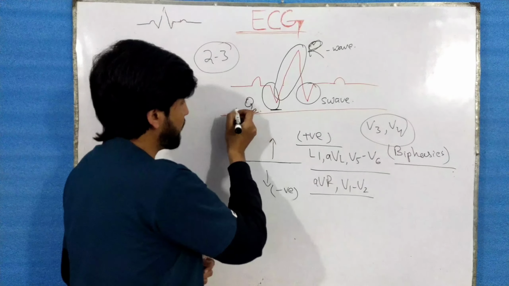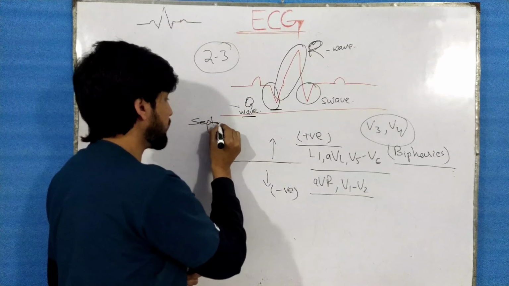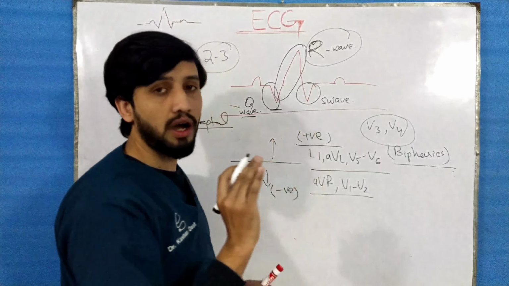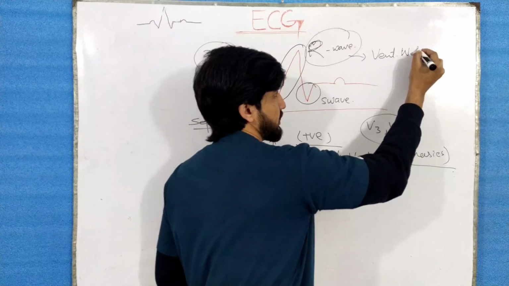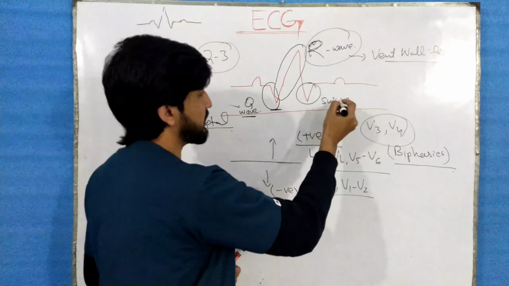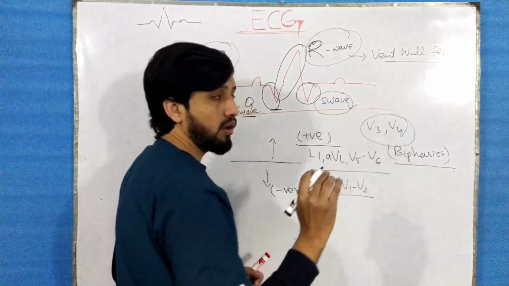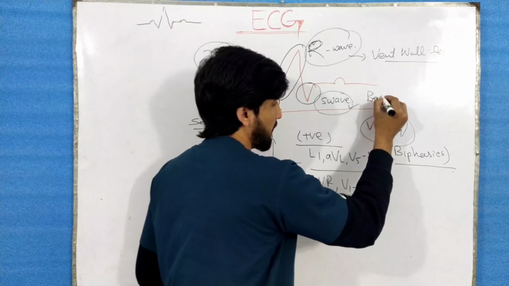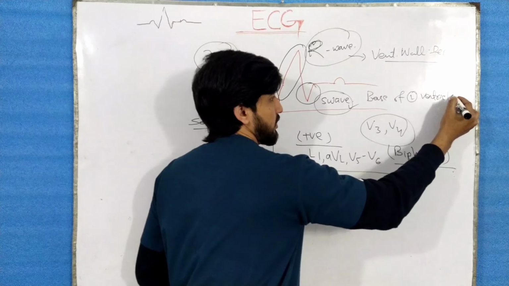Coming toward the wave, which is Q wave, this Q wave is due to the septal depolarization. And then come toward the R wave. This R wave is due to the ventricular wall depolarization. And the last one, which is below the isoelectric line again, is S wave, which is due to the base of the left ventricle which is depolarizing.